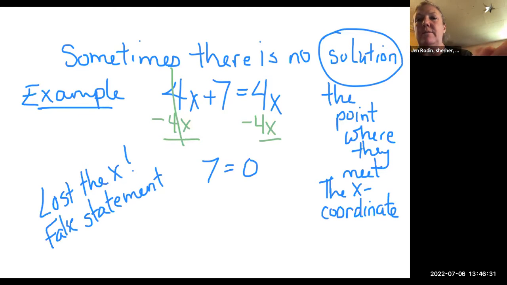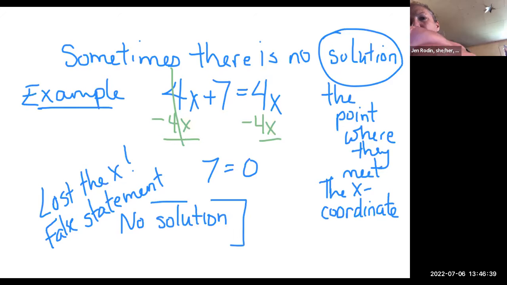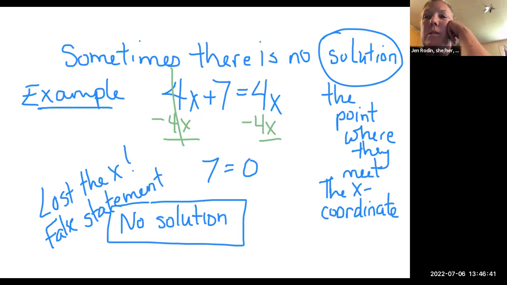False. We end up with a false statement. So that tells me there is no solution to this equation. No solution in the whole wide world, not in the real number system anyway. So there's two situations. Sometimes you lose the x and it's no solution. Sometimes you lose the x and they're actually secretly the same line.